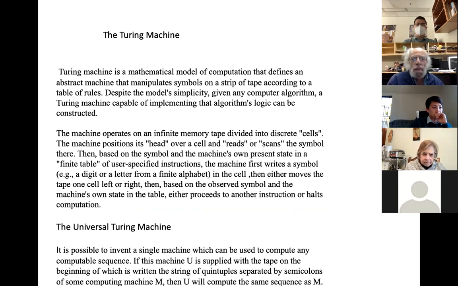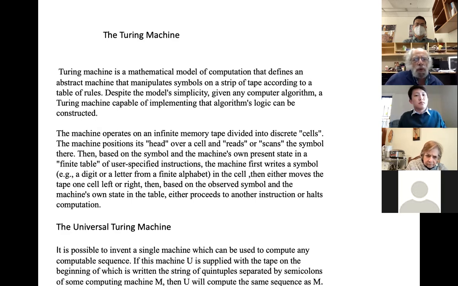The machine operates on an infinite memory tape divided into discrete cells. The machine positions its head over a cell and reads or scans the symbol there. Then, based on the symbol and the machine's own present state, in a finite table of user-specified instructions, the machine first writes a symbol, a digit or a letter from a finite alphabet, in the cell, then moves the tape one cell left or right. Then, based on the observed symbol and the machine's own state in the table, it either proceeds to another instruction or halts computation.